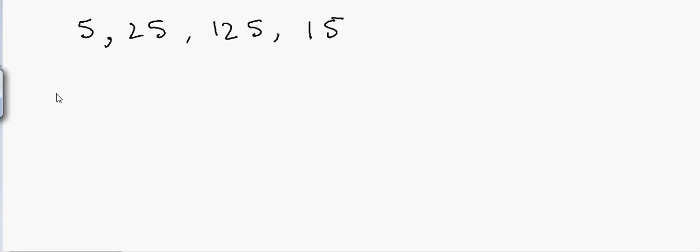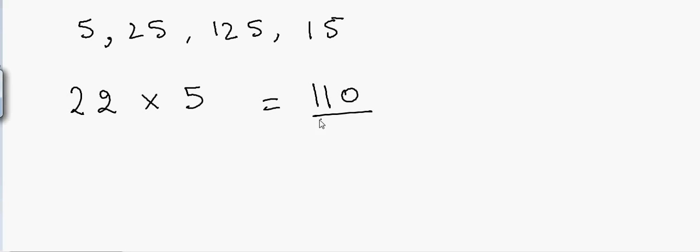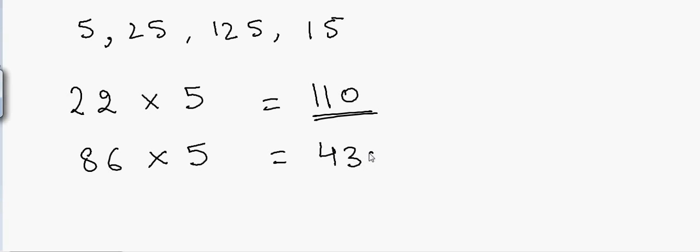So let's do the first, multiply by 5. In case of 5, suppose I have a number 22 and I want to multiply it by 5. All I have to do is divide 22 by 2, that will be 11, and then put a 0 in the end. So that will be my answer. Again, let's say I have 86 and I want to multiply it by 5. All I will do is 86 divided by 2, which is 43, and then put 0 in the end, so that will be 430.